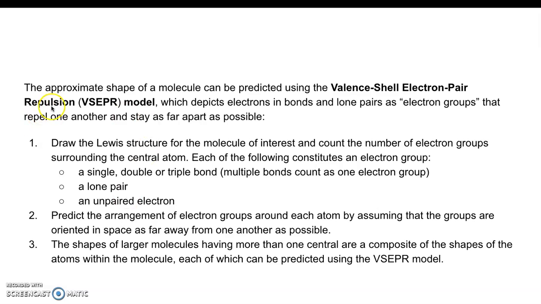That's where this electron repulsion comes from, right? They have negative charge, and like objects repel, opposites attract. Third, the shapes of larger molecules having more than one central atom are a composite of the shapes. So you've got to look at all the central atoms, see the different shapes that could happen, and then you can predict shapes. We won't do any of that, but you can use VSEPR to predict larger molecules. We're going to stay with small molecules. So that's what VSEPR is.